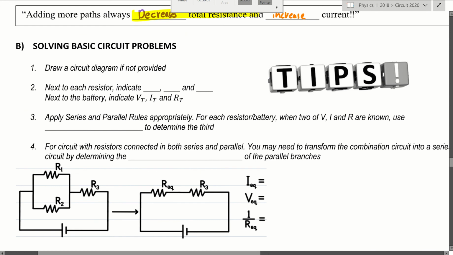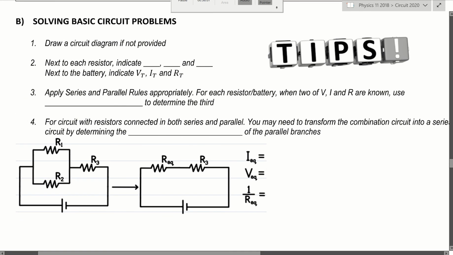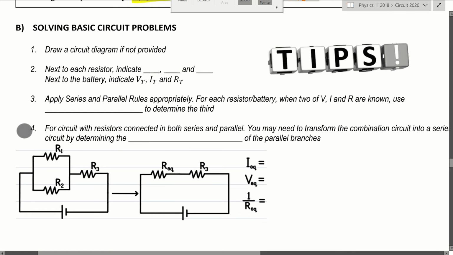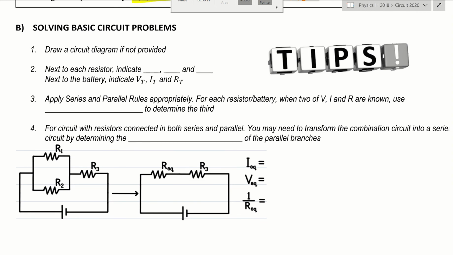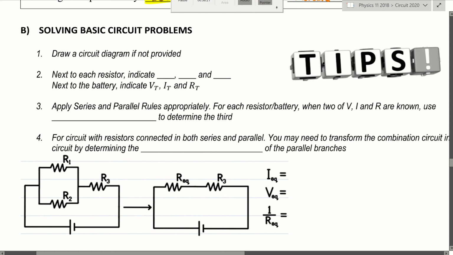Some of you might see this as a refresh, like a reminder, so that we can just continue with some basic tips for solving circuit diagrams. So first of all, if the question doesn't have a circuit diagram to begin with, you draw one. So draw a circuit diagram if not provided. Then you look at the resistors and the batteries. Label each resistor to indicate voltage, current, and resistance.